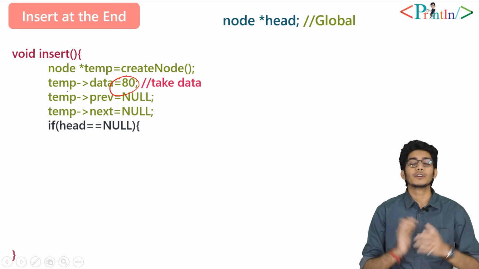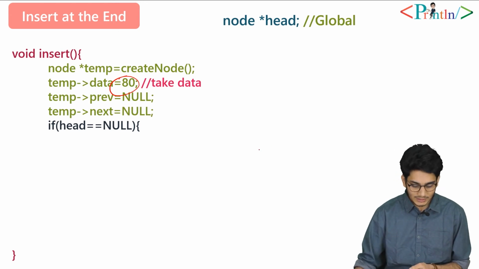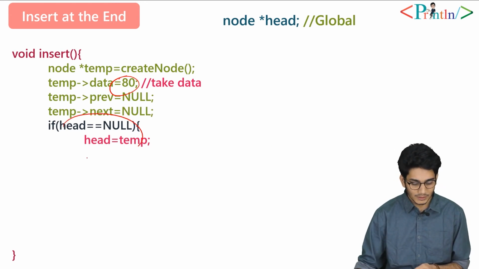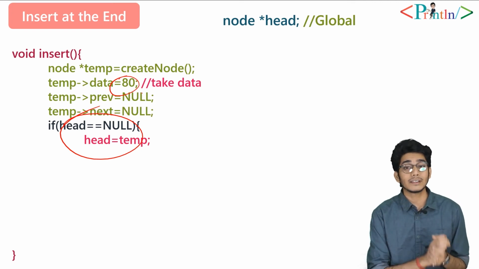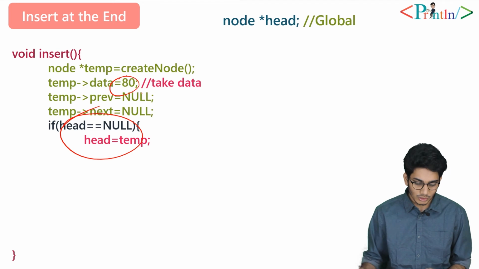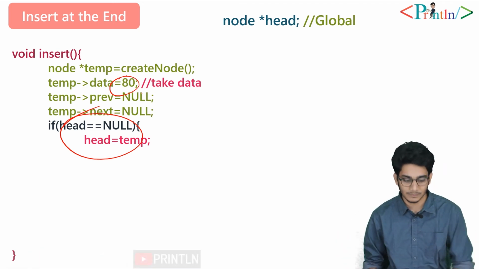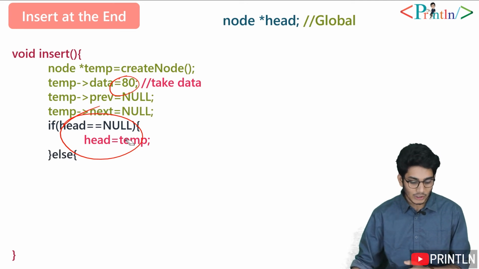And let's say that we don't have any value within our head. Then we'll just assign temp over here. If we don't have any value, then we don't need to traverse, right? How can we traverse? Because our head is null. So if our head is null, then we'll just write head equals to temp. Now we'll talk about the else condition.